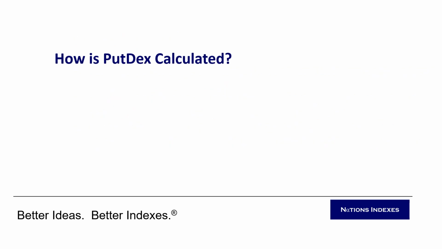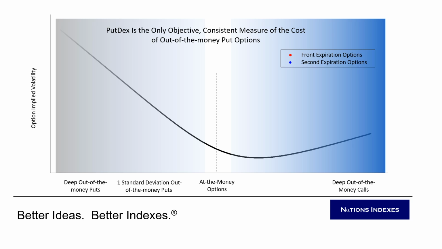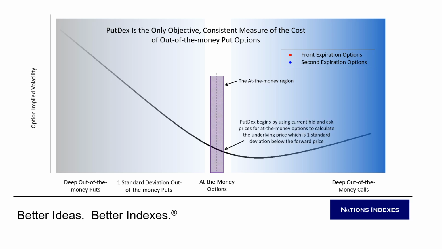You're probably wondering how PutDex is calculated. Let's find out. As you can see, we begin the calculation of PutDex as we do with both CallDex and TailDex. The first step is to use up-to-the-second bid and ask prices in at-the-money options to calculate the PutDex threshold. The threshold calculated using these options is the price level that is exactly one standard deviation below the current forward price calculated using put-call parity. This means PutDex remains relevant since it never uses stale historical index levels to calculate the put threshold.